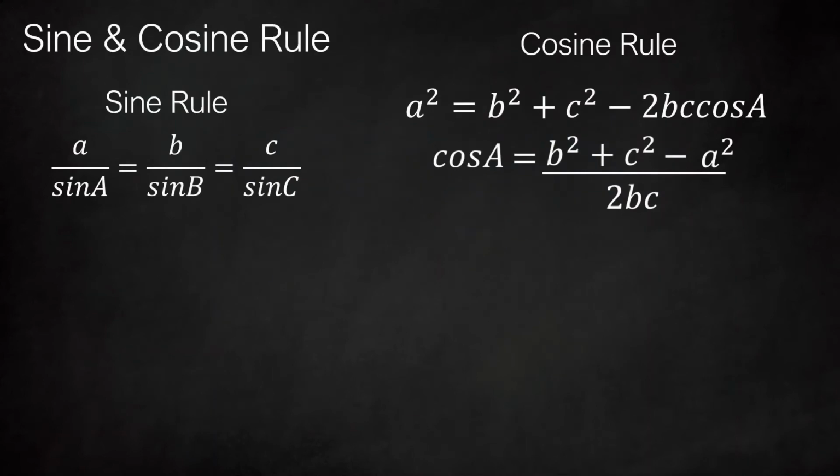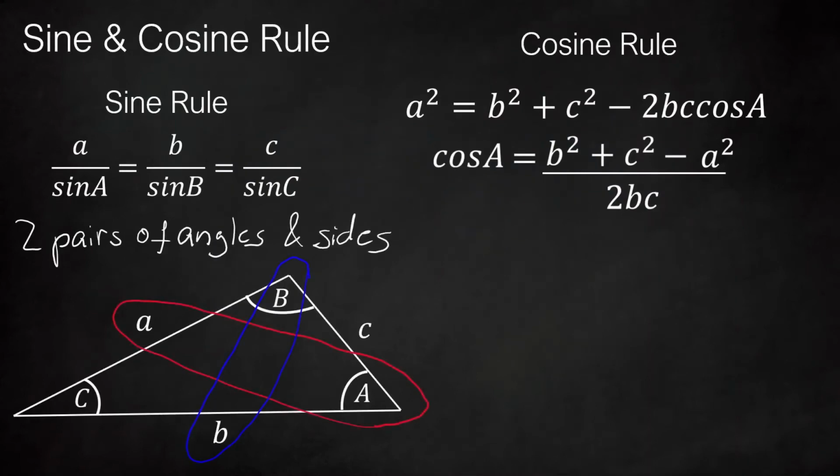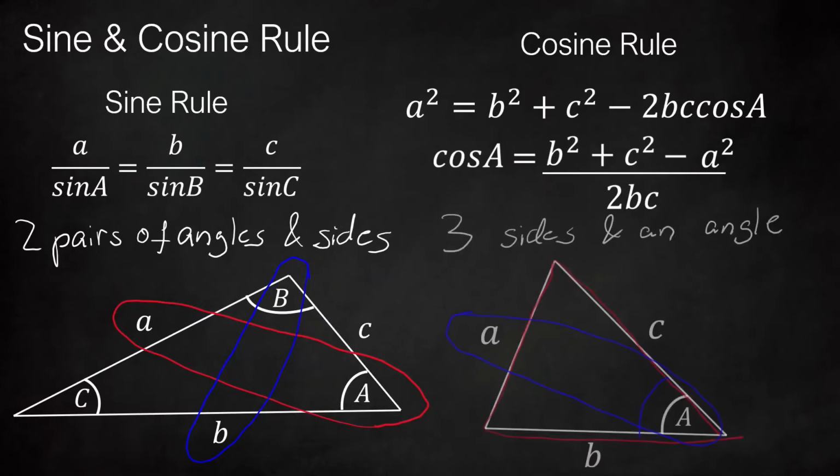We'll recap that the sine rule is used when we have two angle and side pairs, i.e. we're trying to find one of the four things, and we have the other three. Or the cosine rule is used when we have three sides and an included angle, so we're trying to find the side opposite the included angle, or when we're trying to find an angle given three sides. We'll do a quick example and then we'll go on to do some live examples of past papers.